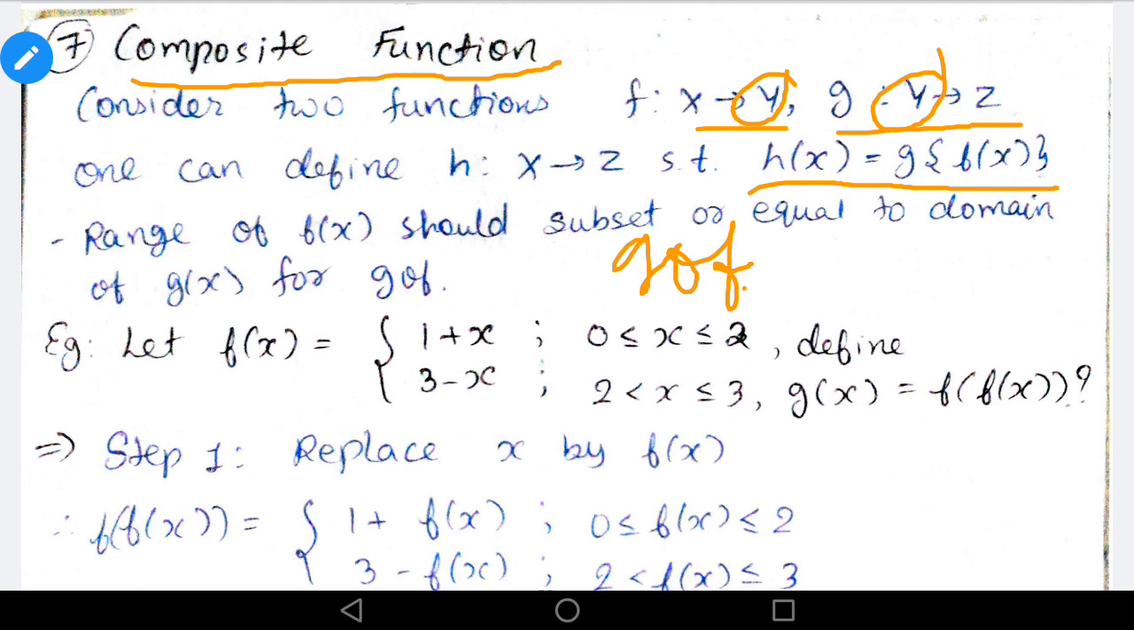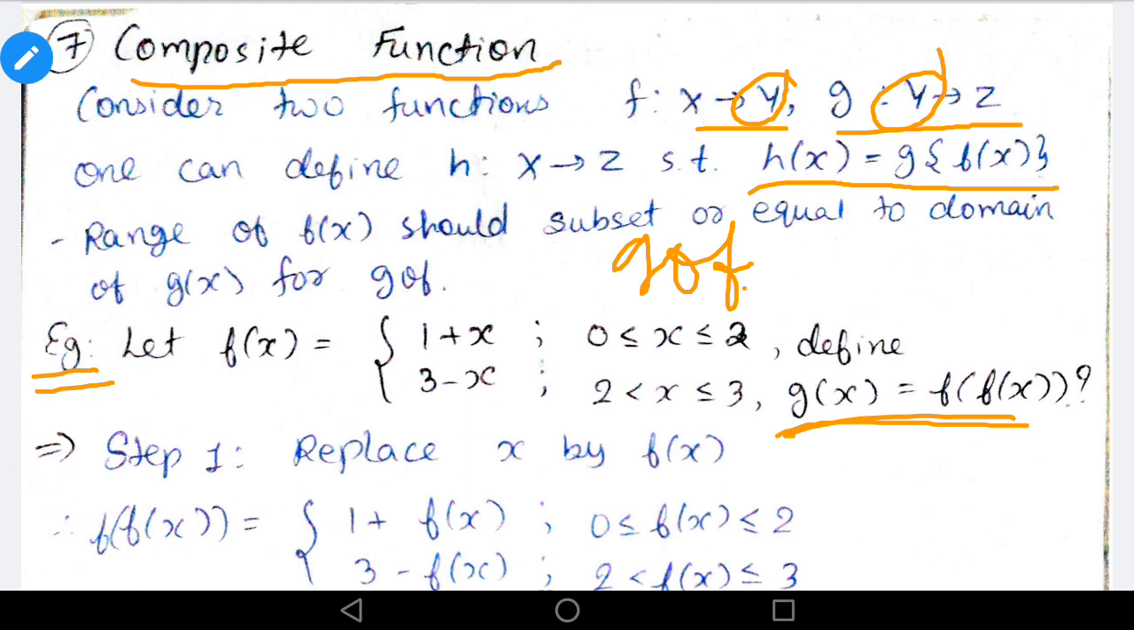Now this definition may not be clear to the student properly, so let's discuss this with a very interesting example. Let f of x be equal to 1 plus x for x from 0 to 2, and 3 minus x for x from 2 to 3. Then we are asked to find f of f of x.